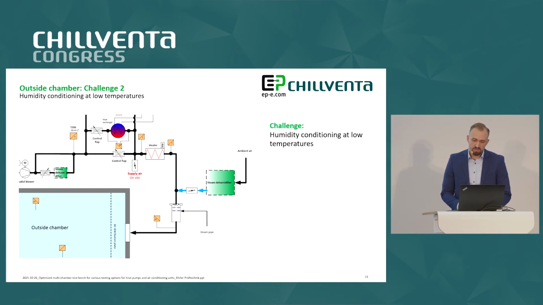Humidity conditioning at lower temperatures. With the humidity conditioning of the air, humidity can be introduced into the air in the loop, or humidity can be removed from the air in the loop. An absorption dryer is provided to dry the air in the outside chamber, so to remove humidity.